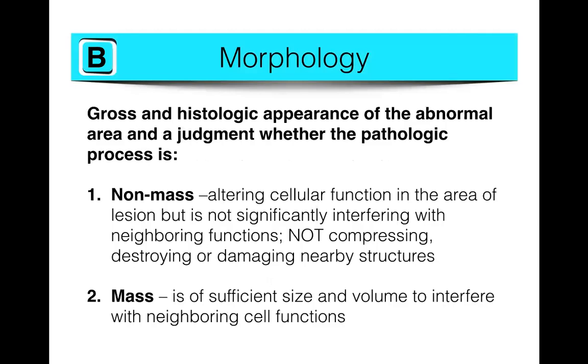Now, what about in terms of morphology? This refers to the gross and histologic appearance of the abnormal area. So it can be either a non-mass or a mass. When do we say that the lesion is of mass type? It is said to be a mass lesion when the lesion is of sufficient size and volume so that it impinges or interferes with neighboring cell function. We say that it is non-mass when it doesn't really impinge on the neighboring structure. So it does not compress, destroy, or damage nearby structures.